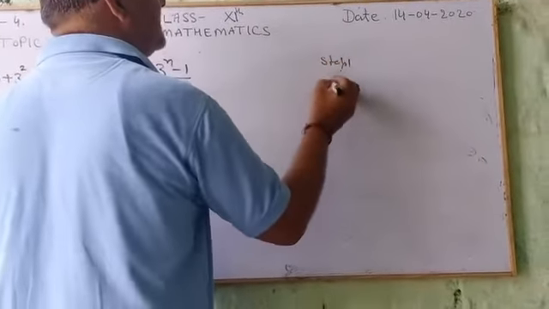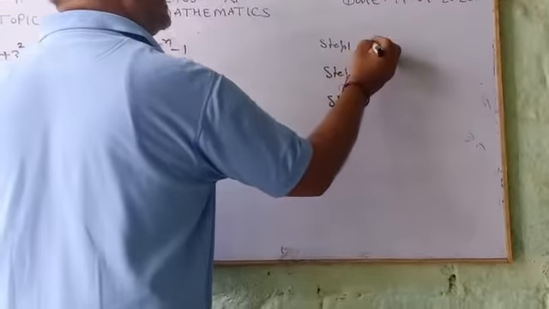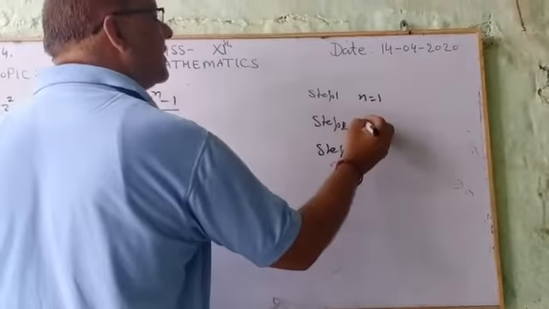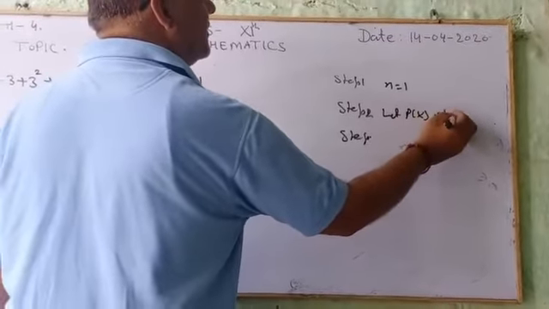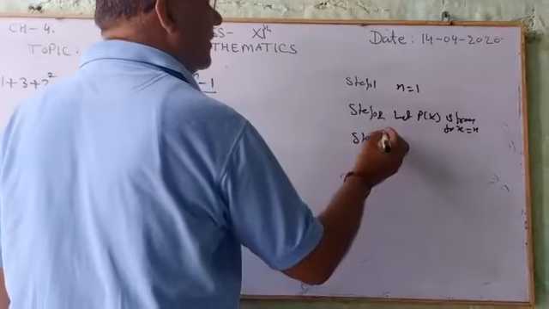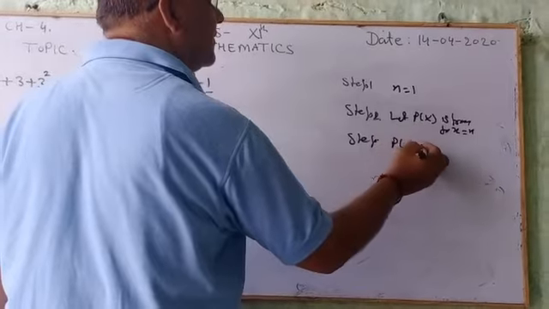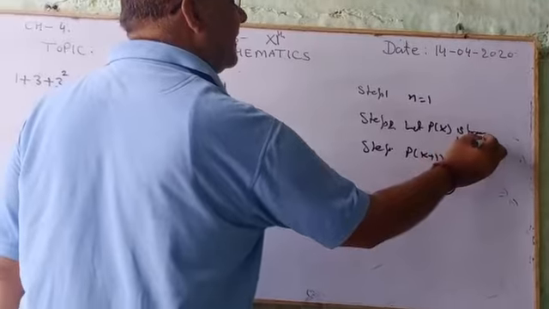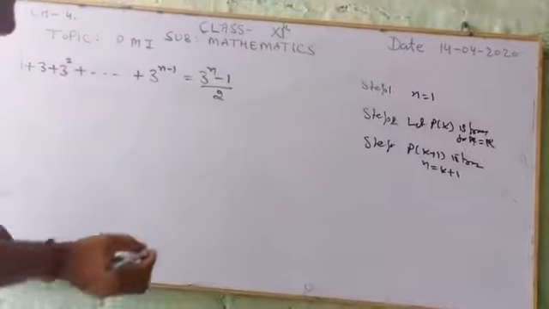Step first, step second, and step third. In step first we take n equal to 1, and in step second we let Pk be true for n equal to k, and in step third we prove that Pk plus 1 is true. So n equal to 1, n equal to k here, and n equal to k plus 1 here. So proceed to step first.